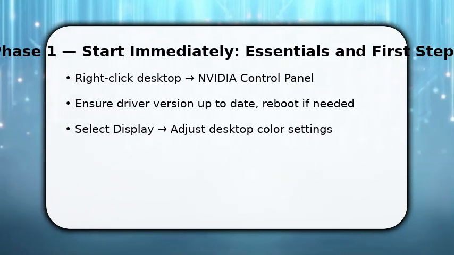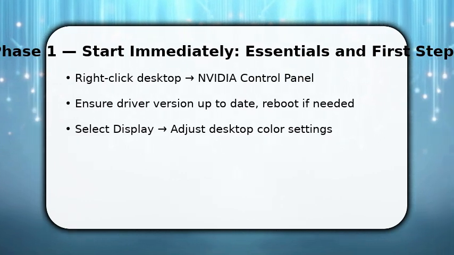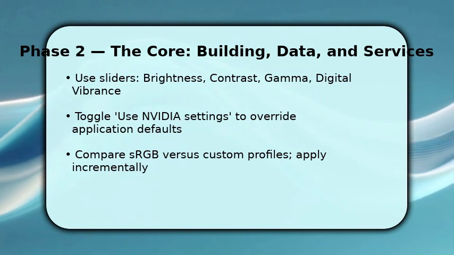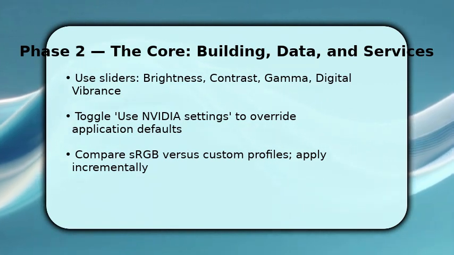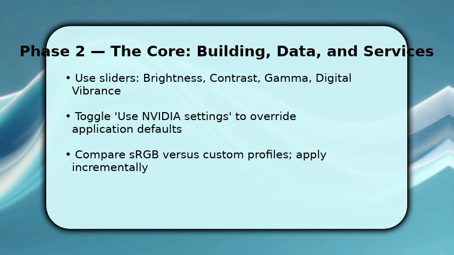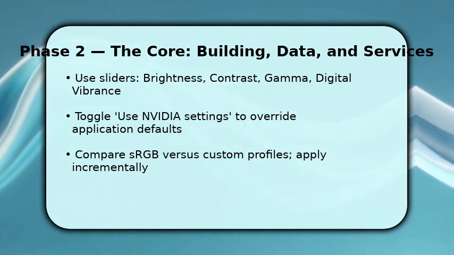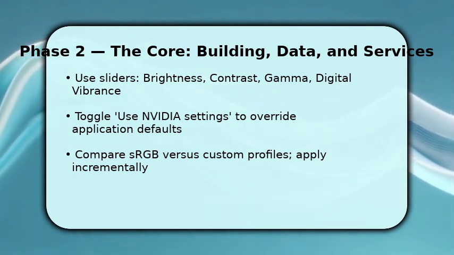Choose the display you want to edit before changing sliders. Now you tweak the sliders: brightness, contrast, gamma, digital vibrance, and hue. You move them a little at a time. Big jumps hide problems, because small adjustments reveal how each control affects midtones, highlights, and shadows.